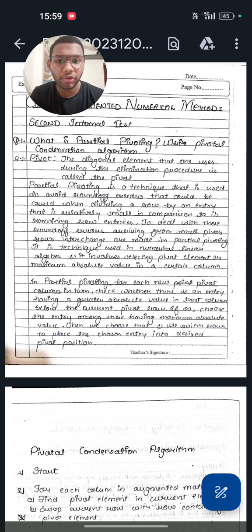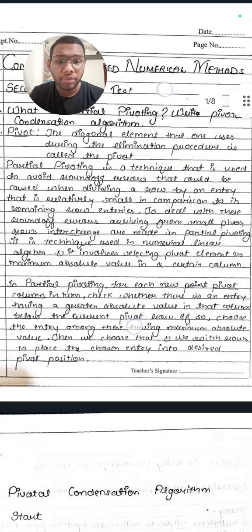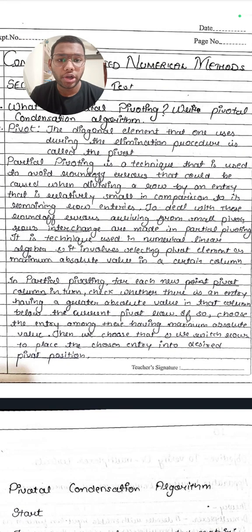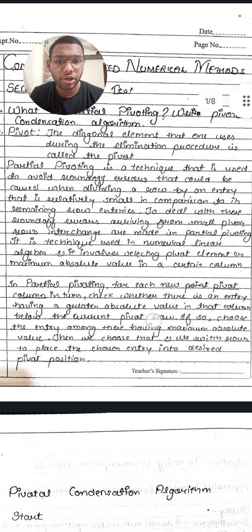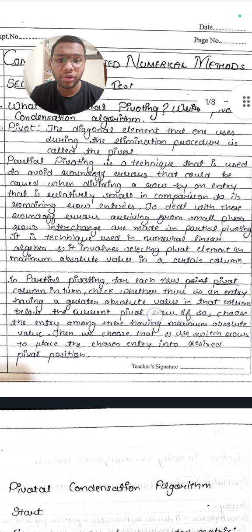Write pivotal condensation algorithm. Pivot is a diagonal element that one uses during the elimination procedure. Partial pivoting is a technique that is used to avoid round-off errors that could be caused when dividing a row by an entry that is relatively small in comparison to the remaining row entries.